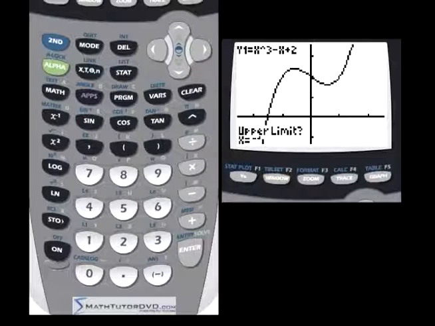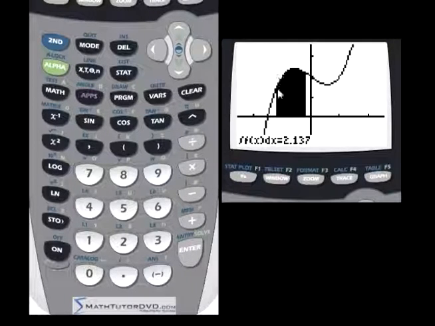So let's go ahead and hit the enter button, and now it's going to ask me what the upper limit is. So let's go over here, and let's say that all we were really trying to do was calculate the area here. Let me go ahead and hit enter. And you're going to see what's going to happen. It's going to shade the region here, and that's why it's really neat on this calculator, because you can see here's the graph and you're finding the area of this shaded region here.